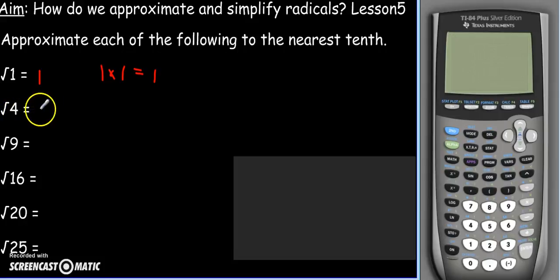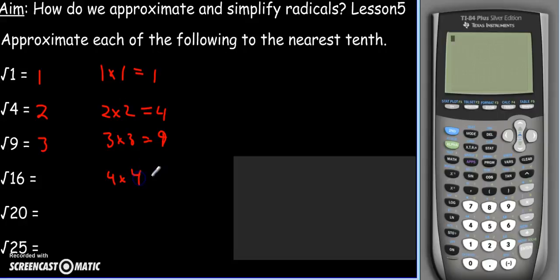What is the square root of 4? Well, that should be 2, because 2 times 2 is equal to 4, the number inside the radical. 3 times 3 is 9, so the square root of 9 is 3. 4 times 4 is equal to 16, so the square root of 16 is equal to 4. I don't know this one off the top of my head. We'll have to come back to that.